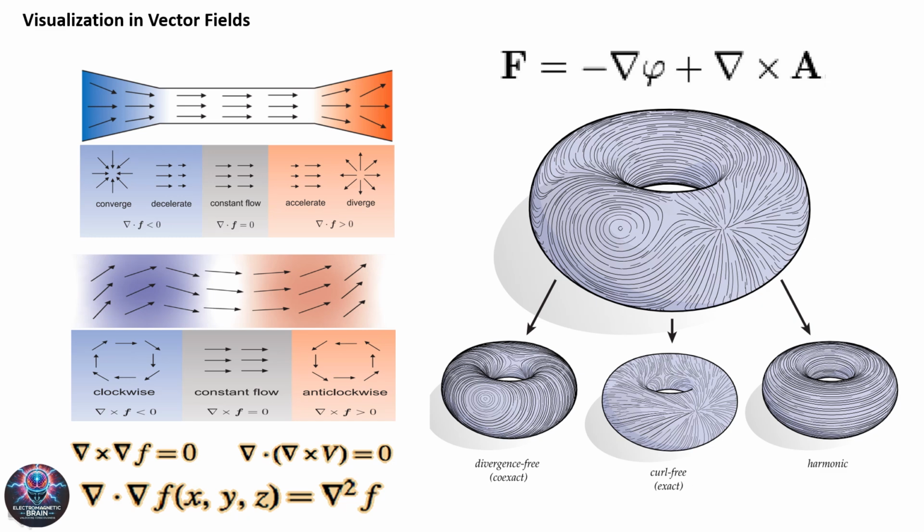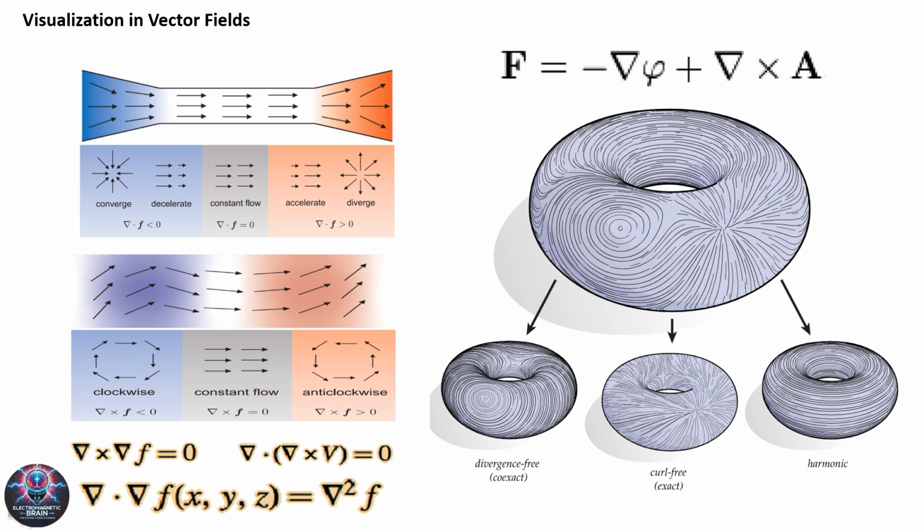The curl represents the rotational tendency of the field around a point. A zero curl indicates no rotation, while a positive curl signifies counterclockwise rotation, and a negative curl indicates clockwise rotation. To visualize, consider a calm river flowing straight with no swirls, representing zero curl. A whirlpool spinning counterclockwise demonstrates a positive curl, whereas a whirlpool spinning clockwise shows a negative curl.